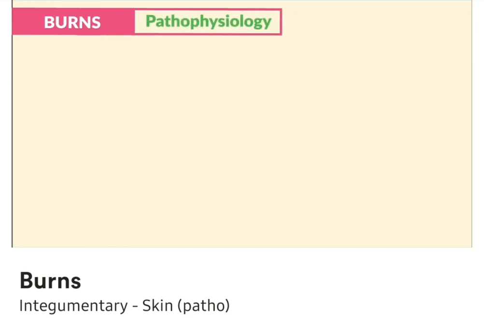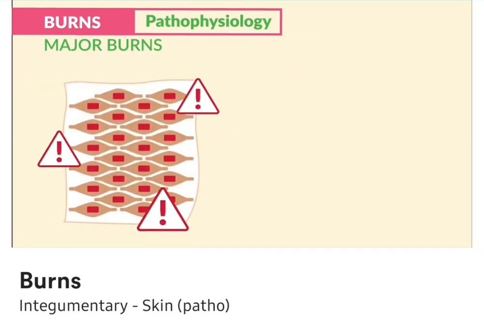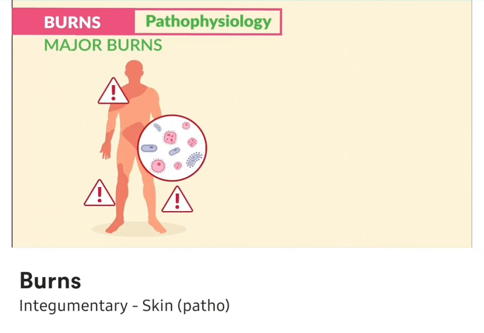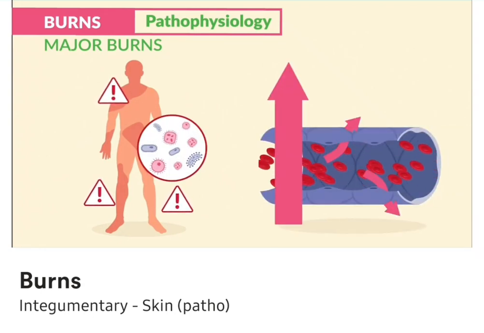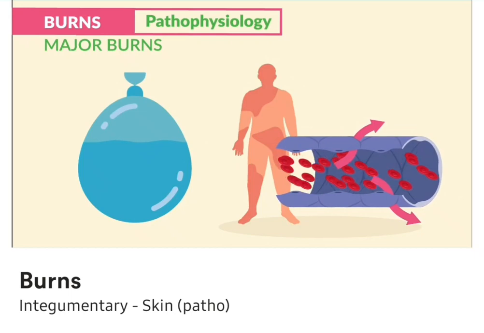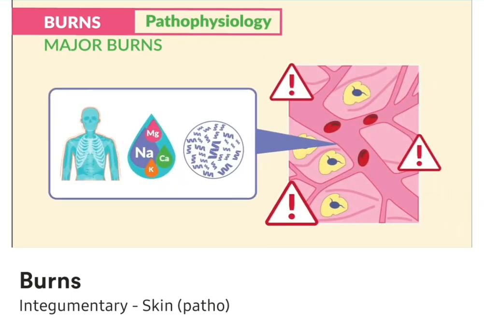Now for the big mama, the pathophysiology for major burns. These can cause massive tissue damage and cellular destruction, resulting in widespread systemic inflammation that increases vascular permeability or capillary permeability. Just really fancy words for leaky blood vessels that fill up the body like a water balloon. So fluid, electrolytes, proteins, and other contents just spill over into the interstitial spaces, or the third spaces.